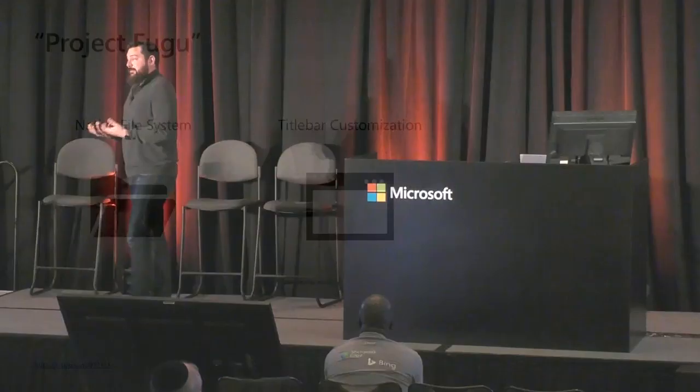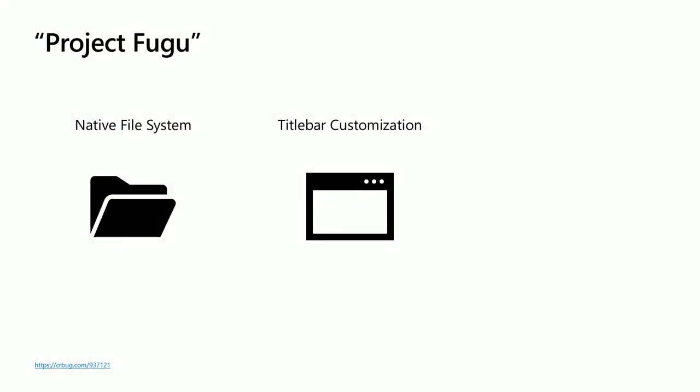There's also title bar customization. So this is about giving PWAs the same control over styling the whole window as you get in a native app. So for example, you might want to add a search bar or navigation controls to the title bar in Windows like you can in an Electron app or a native app. We're working on bringing that to the web platform as well.